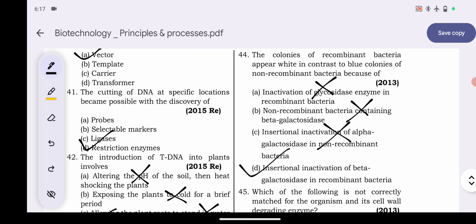Explanation. In recombinant bacteria, beta galactosidase is inactivated due to insertional inactivation and it would not convert the chromogenic substrate to a blue colored molecule. It will produce white colored colonies and aid in the selection of recombinants from the non-recombinant bacteria.